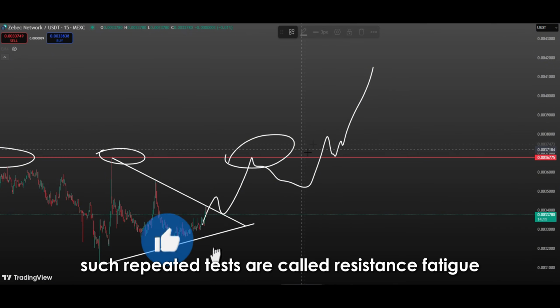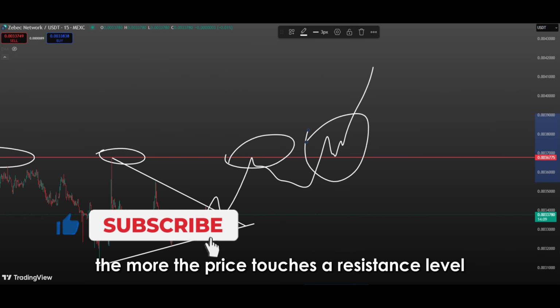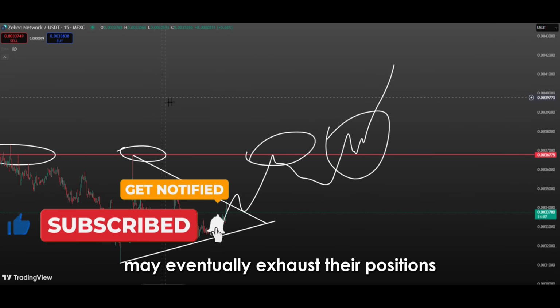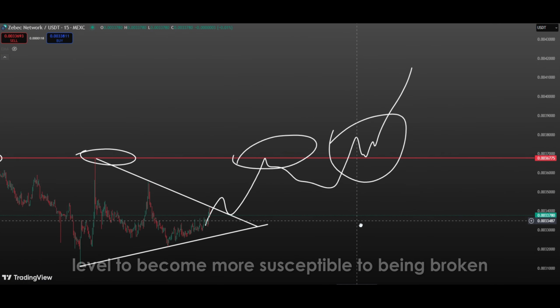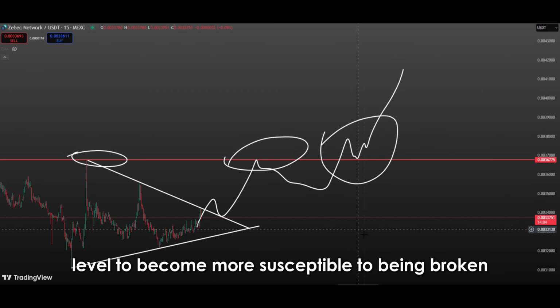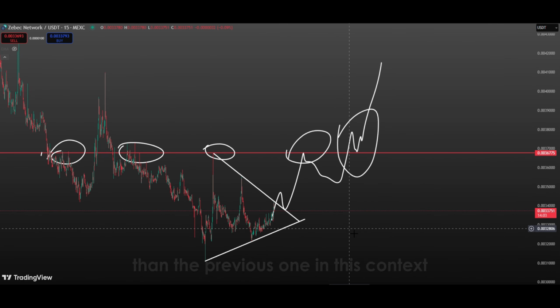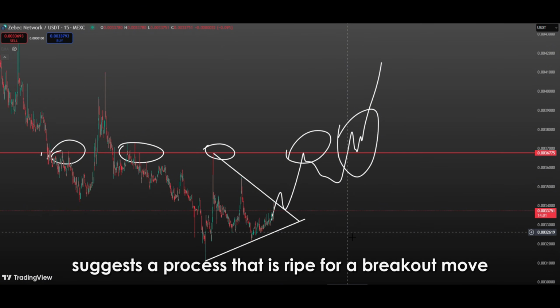Such repeated tests are called resistance fatigue in technical analysis. The more the price touches a resistance level, the more sellers at that level may eventually exhaust their positions and be replaced by buyers. This causes the resistance level to become more susceptible to being broken over time. In other words, each new test is more likely to break than the previous one. In this context, the current chart structure suggests a process that is ripe for a breakout move.